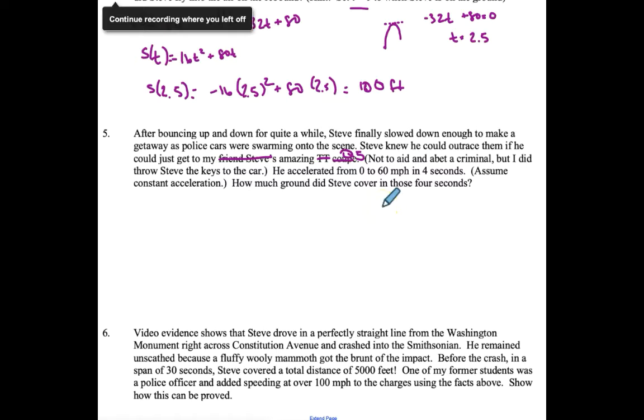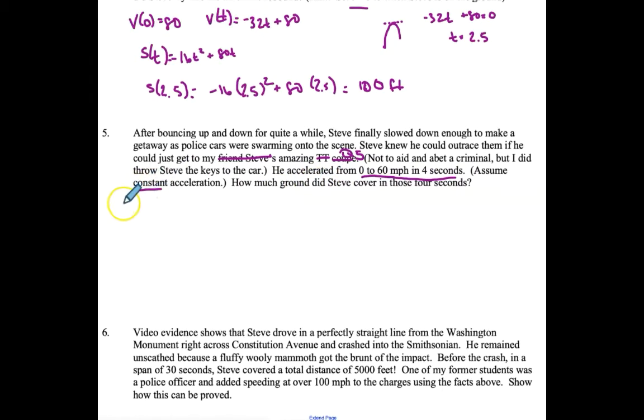Okay, so now he went from 0 to 60 miles an hour in 4 seconds, and we're assuming constant acceleration. So this time he's not leaving the ground, so gravity is not acceleration anymore. We can actually calculate acceleration using just this information. Acceleration is going to be the rate of change of velocity, and they're telling us it's constant. So all I have to do is take the average rate of change from 0 to 60 over the time period 0 to 4.